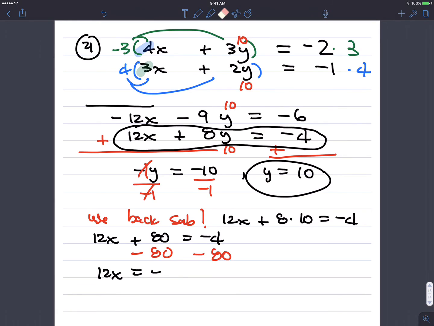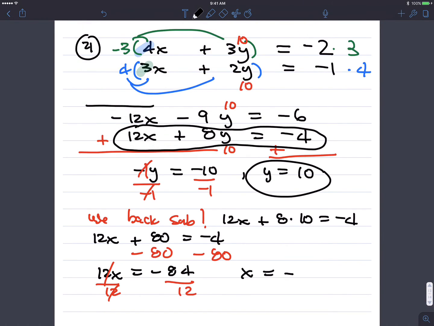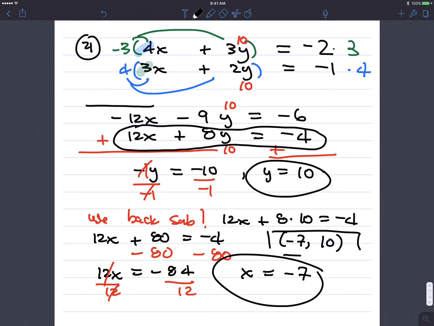Getting down at the edge is hard to write. Divide both sides by 12. Cancel, cancel. We get x equal to 84 divided by 12. That looks like a negative 7 there. Final answer: negative 7, positive 10.